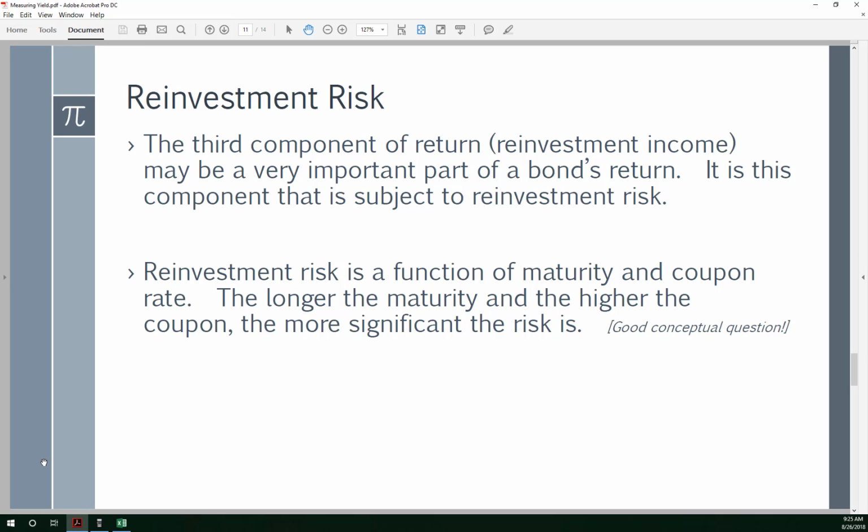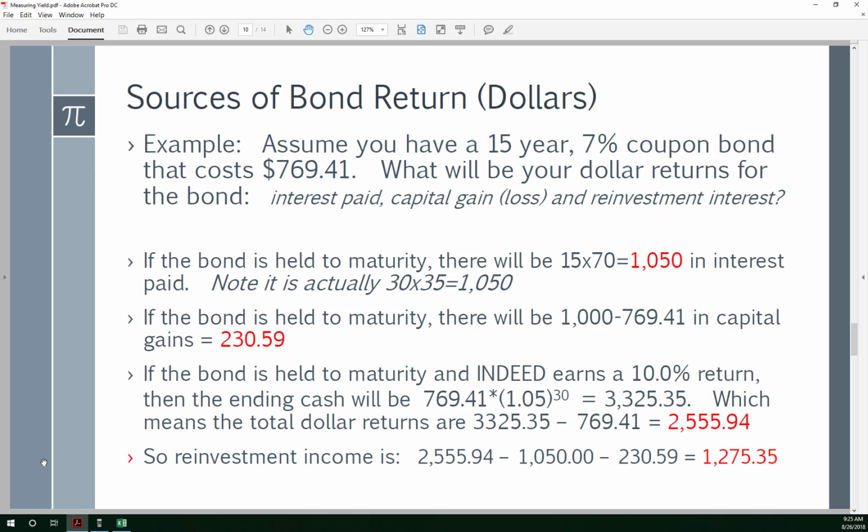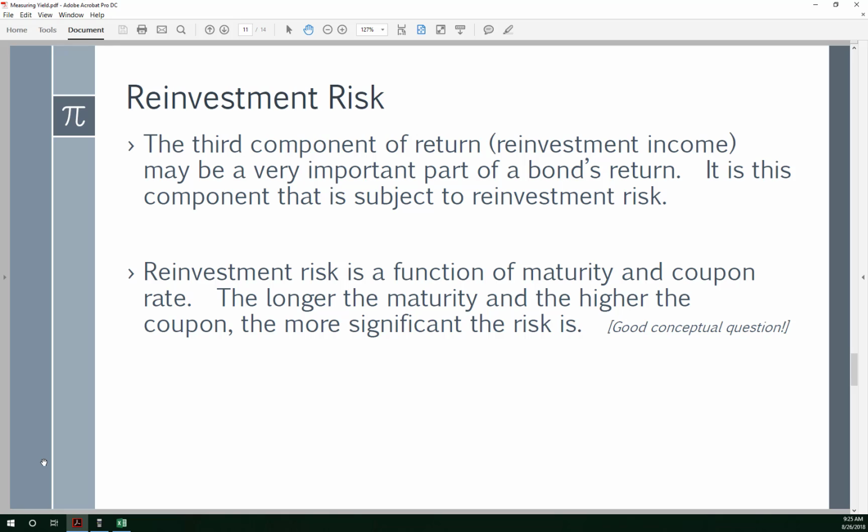That third component of return, the one we just looked at, happens to be a very important part of a bond's return. In this case, $1,275 is almost half of the total return of the bonds, and it's bigger than either of the other two pieces. So it's bigger than interest paid, it's bigger than the capital gain. The reinvestment income dominates the returns in this particular example. And that's going to be true for a couple of things. So bonds with a long time to maturity or a high coupon rate, the reinvestment income is a very significant portion of that bond's returns.